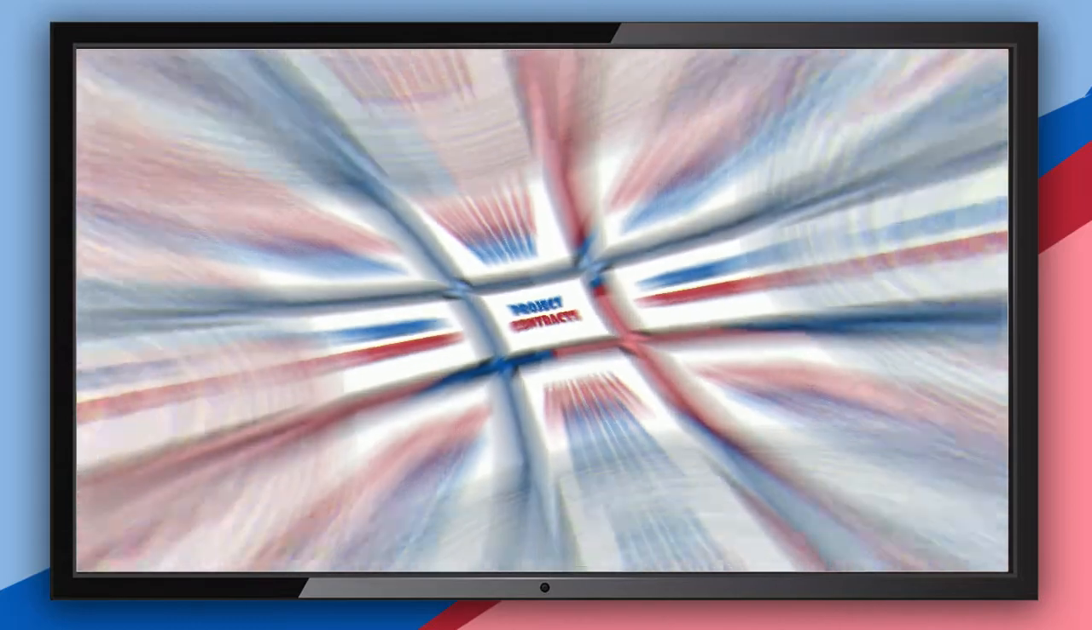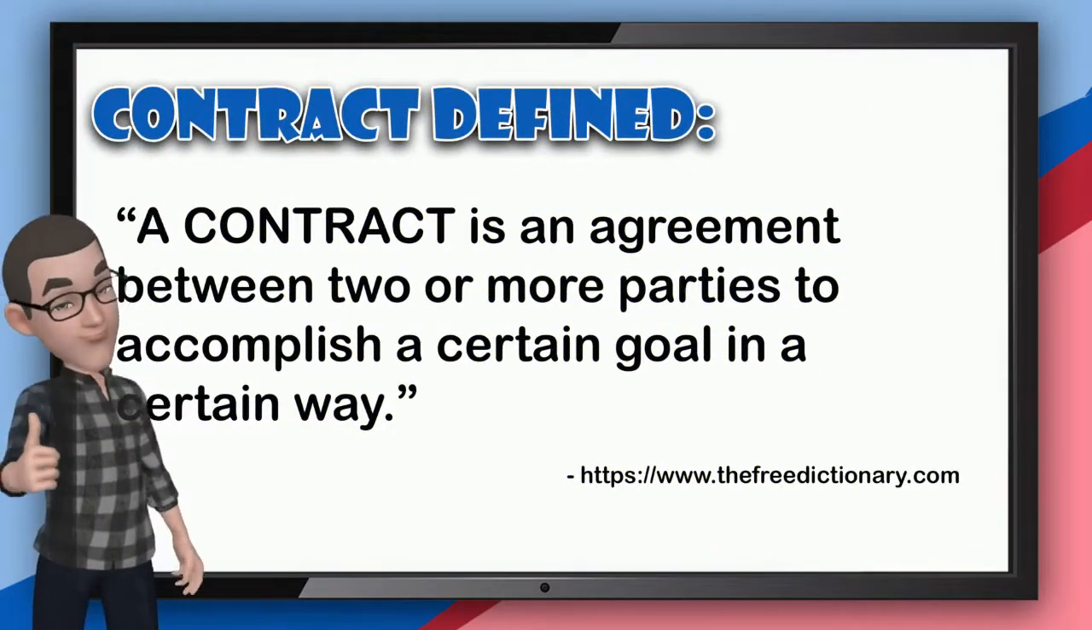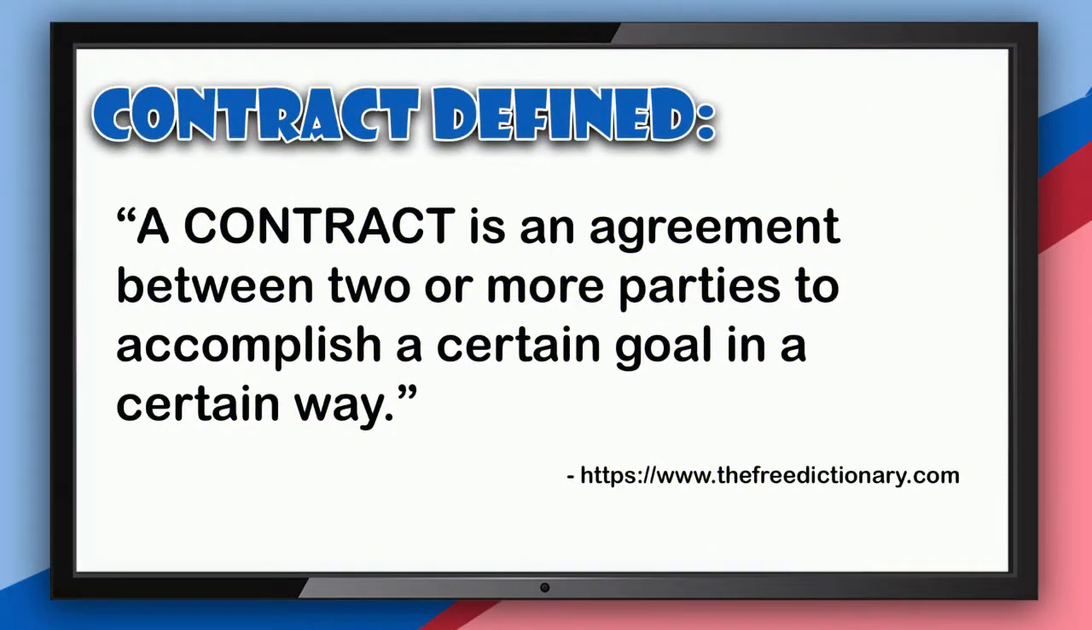Now, the Free Dictionary defines a project contract as an agreement between two or more parties to accomplish a certain goal in a certain way. For example, a project contract may take the form of an agreement between a builder and a property owner in which the builder agrees to build a house on the property by a certain time in a certain way. And in exchange, the property owner makes certain remuneration.